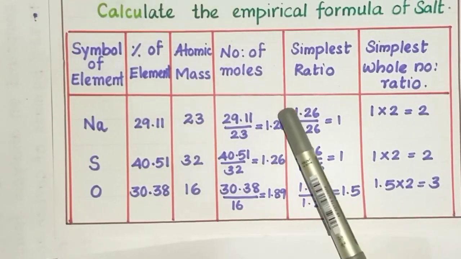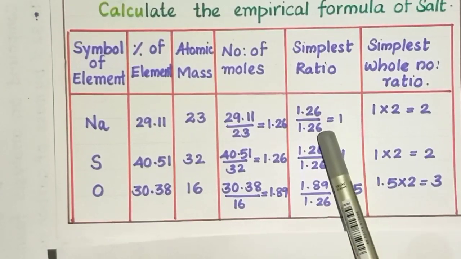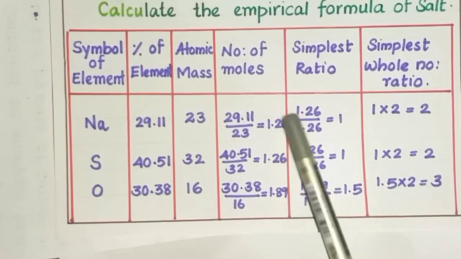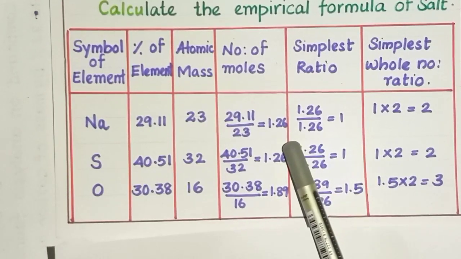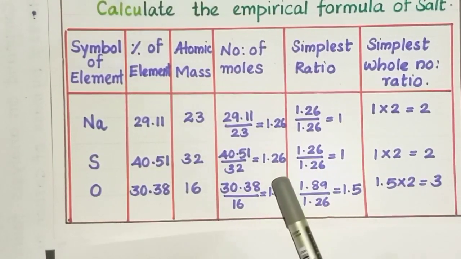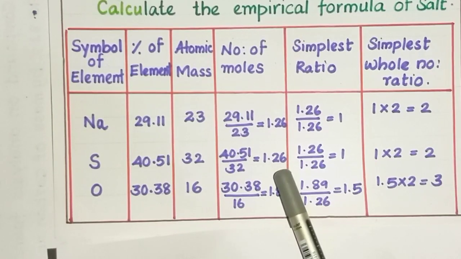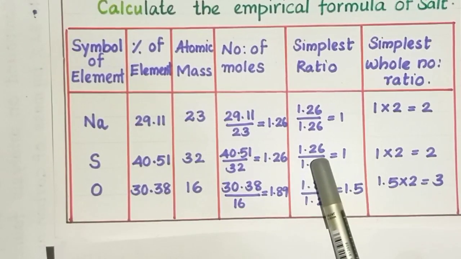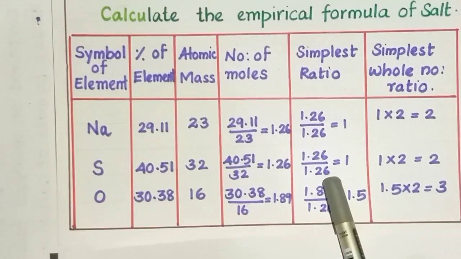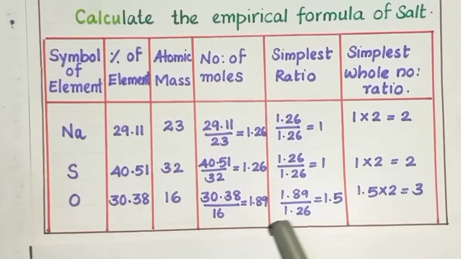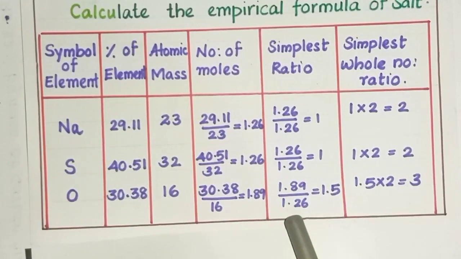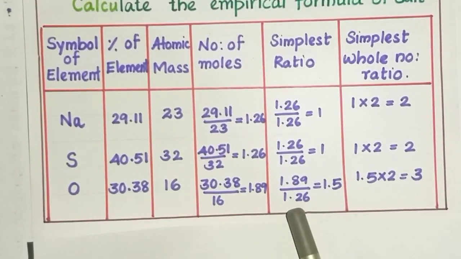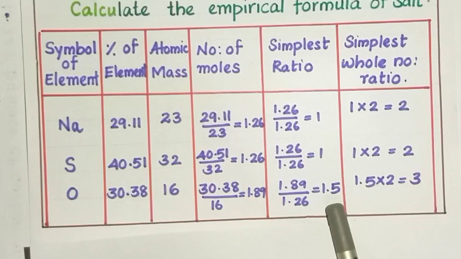That means for sodium, 1.26 divided by the smallest number 1.26 is equal to 1. Here also sulfur, 1.26 divided by 1.26 is 1. The last one, oxygen, 1.89 divided by the smallest number 1.26, which is equal to 1.5.